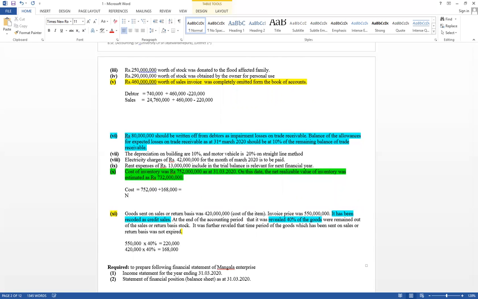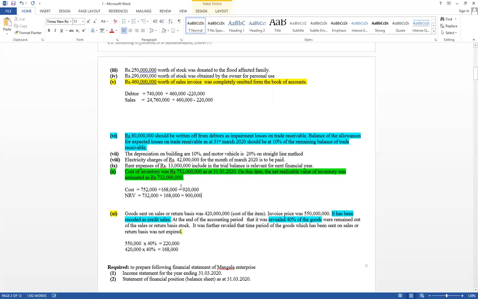Then calculate the net realizable value, also given as at 31st March as 732,000, then plus 168,000 also. Both cost and NRV should be added. Then calculate the correct cost value. Think about goods sent to the other business on sales or return basis. If not sold, their cost value should be added to both cost and net realizable value. Therefore, this is the correct NRV, which equals 900,000.